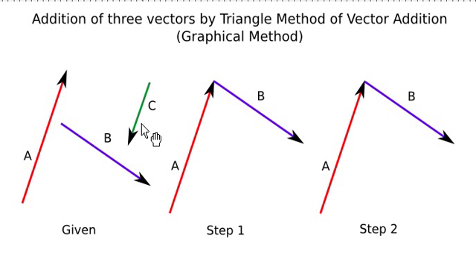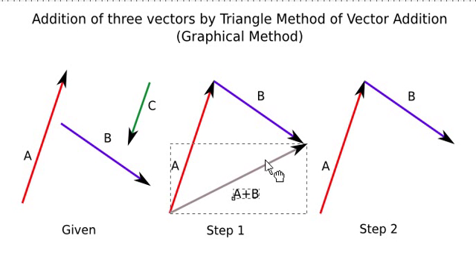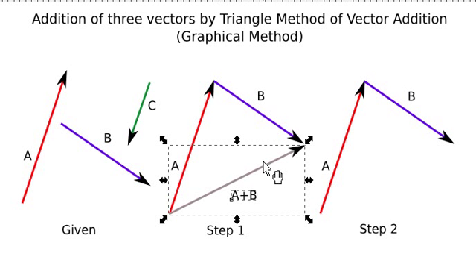Fortunately, our task is simplified as we already have the sum of vector A and vector B. We just have to add vector C to the resultant of vector A and vector B, and we will have the resultant of vector A plus B plus C. So from the previous problem, I have the resultant of vector A and vector B. Let me call it A plus B. This was the resultant of vector A and vector B.